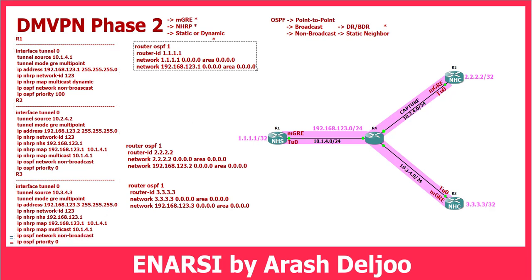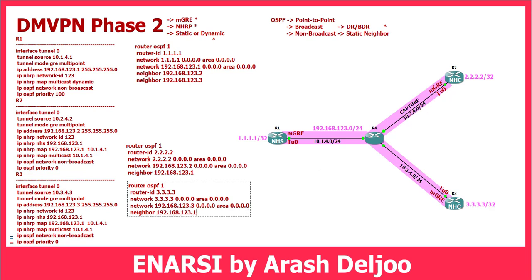When you are configuring non-broadcast, you should configure the neighbor statement. The neighbor in router 1 is router 2, 192.168.123.2, and also the neighbor is 192.168.123.1 or 3. In router 2, we should configure again the neighbor 192.168.123.1, and also in router 3, the neighbor is 192.168.123.1. That's it. Let me show you.